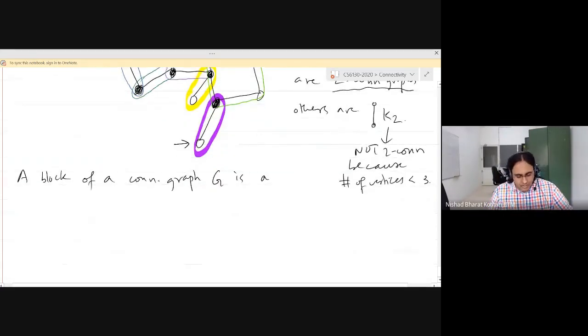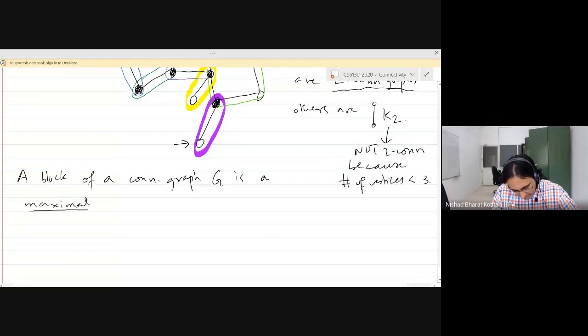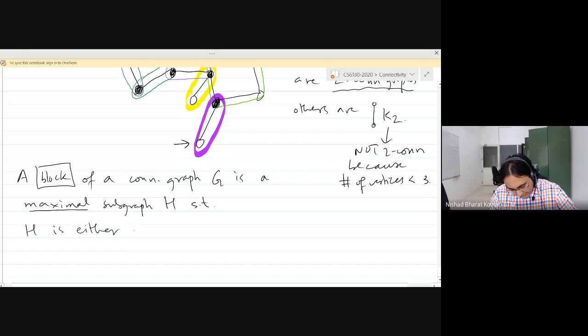Okay. So what is going to be a block? A block of a connected graph is a maximal subgraph H such that H is either two connected or H is K2.